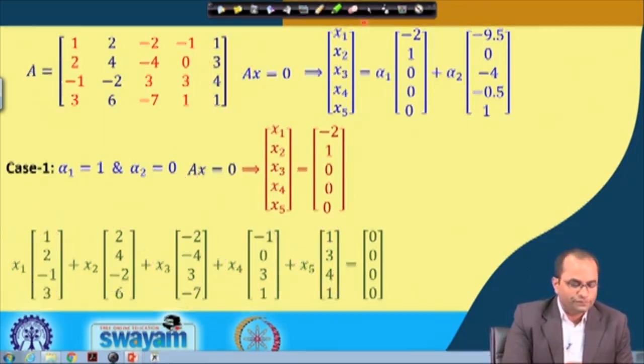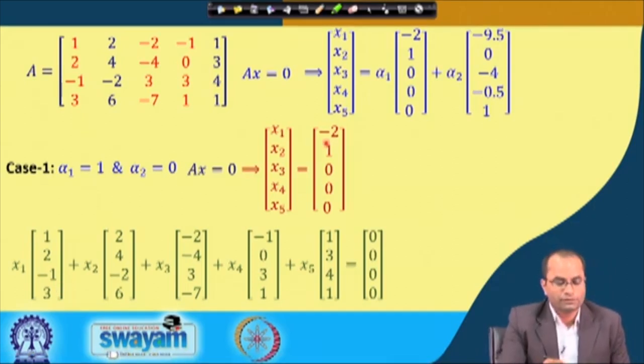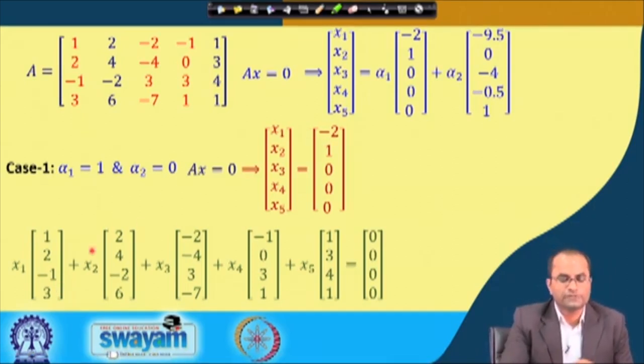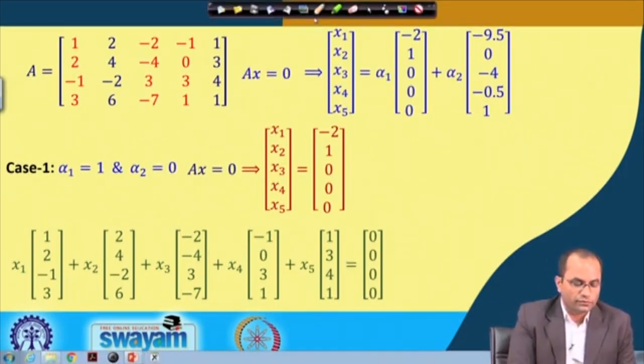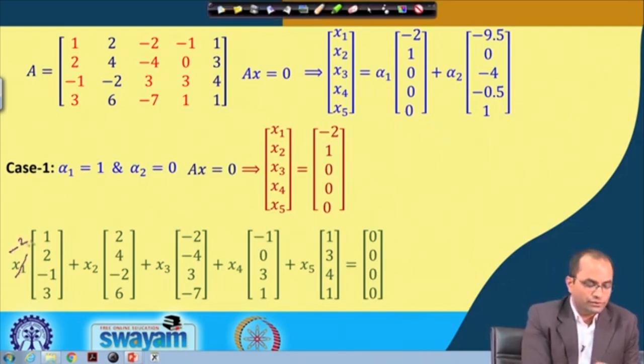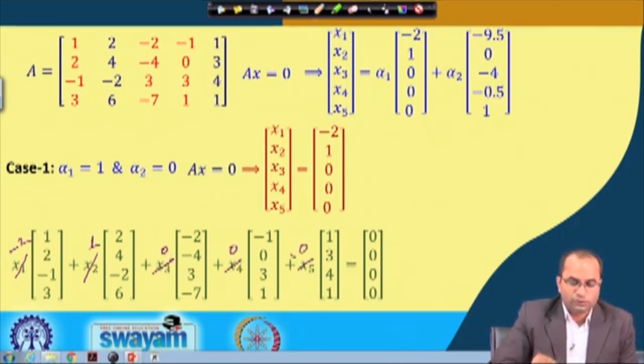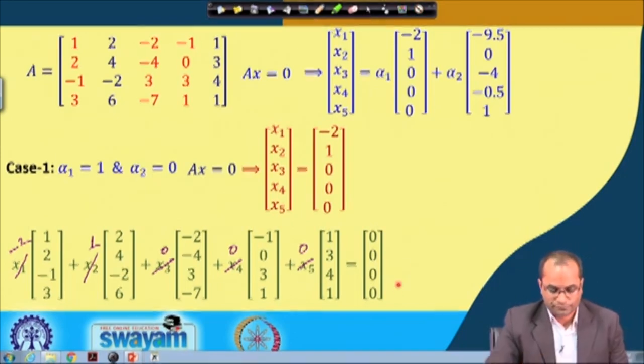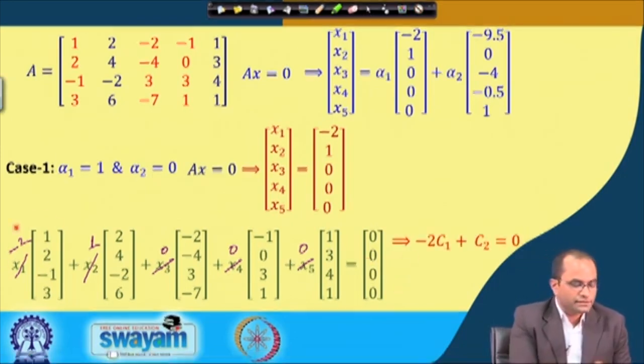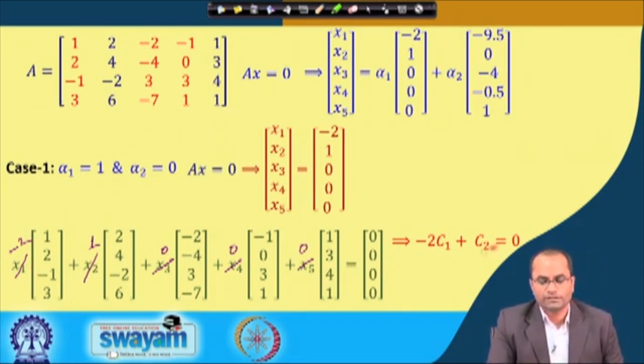Having this now, what we have observed is that this is one solution of this system of equations, with minus 2 for x1 and 1 for x2, and we take all the others as 0. So what we observe with this is that minus 2 times C1, where C1 denotes column 1 of our matrix, so minus 2 C1 plus C2 is equal to 0.